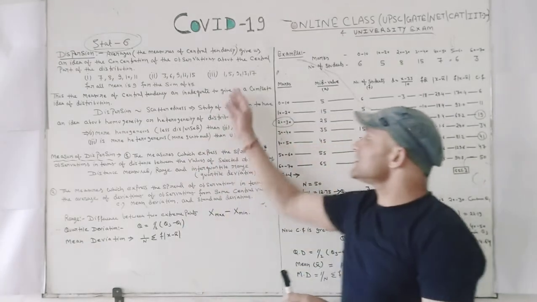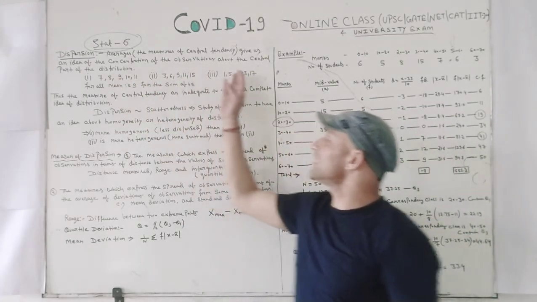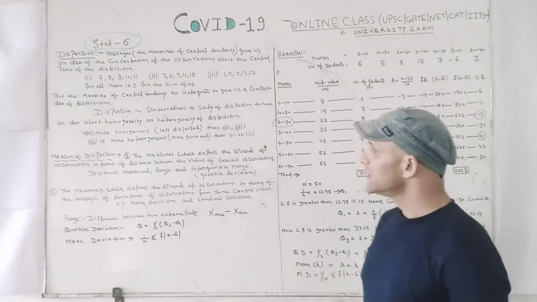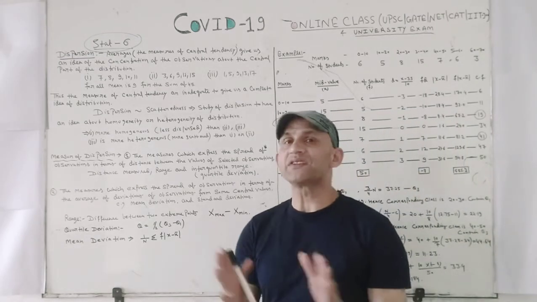Okay, so that is scattered data, and that is homogeneous, and that is heterogeneous. That is the meaning of this. Okay, I think that you understand. So now, how to measure the dispersion?